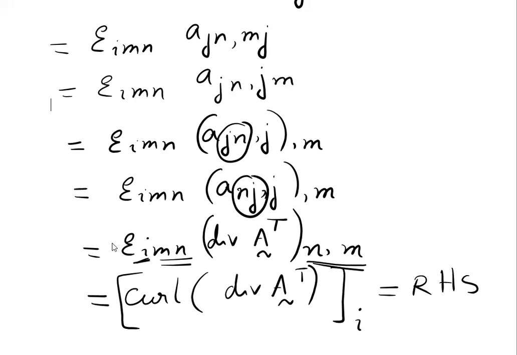So we have proved the identity, a very, very important identity. When you interchange div and curl, A will become A transpose in the RHS. Right? So we shall stop now. We shall prove one more identity in the next class.